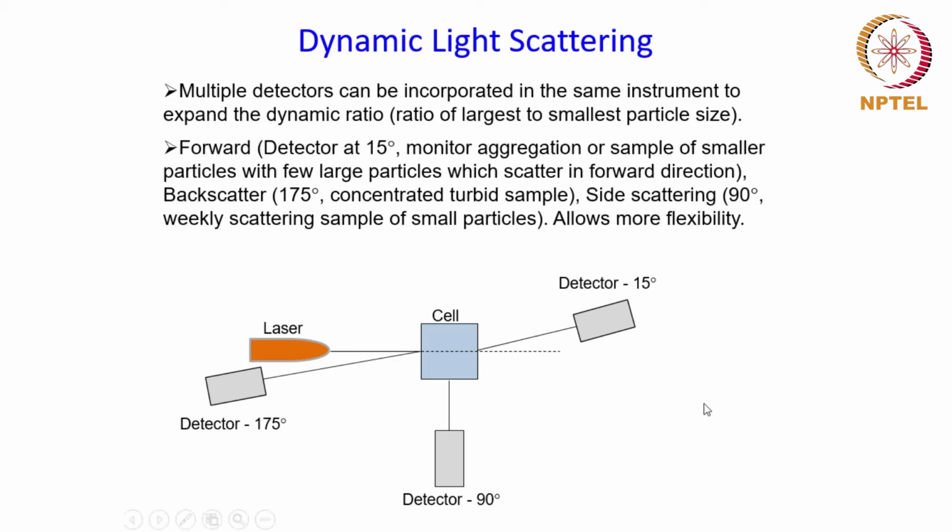Now, when you talk about backscattering, the path length of the scattered light can be reduced because the scattering volume over here is close to this front wall of the sample cell, and therefore the path that the light has to travel to reach the detector is reduced, and this will in turn reduce the multiple scattering which might interfere with the actual signal.